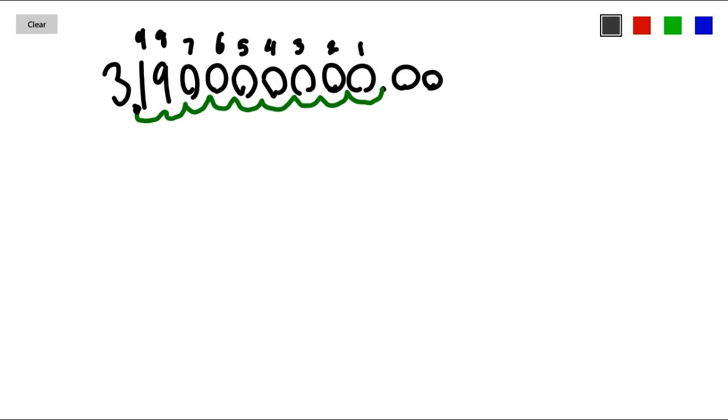So the first part of the scientific notation is going to be the non-zero numbers. In this case, it's going to be 3.19. And the second part of this number is going to be 10 raised to the power of how many place values we move the decimal over. Since we moved the decimal place over 9 places to the left, it's going to be 10 raised to the 9th power.